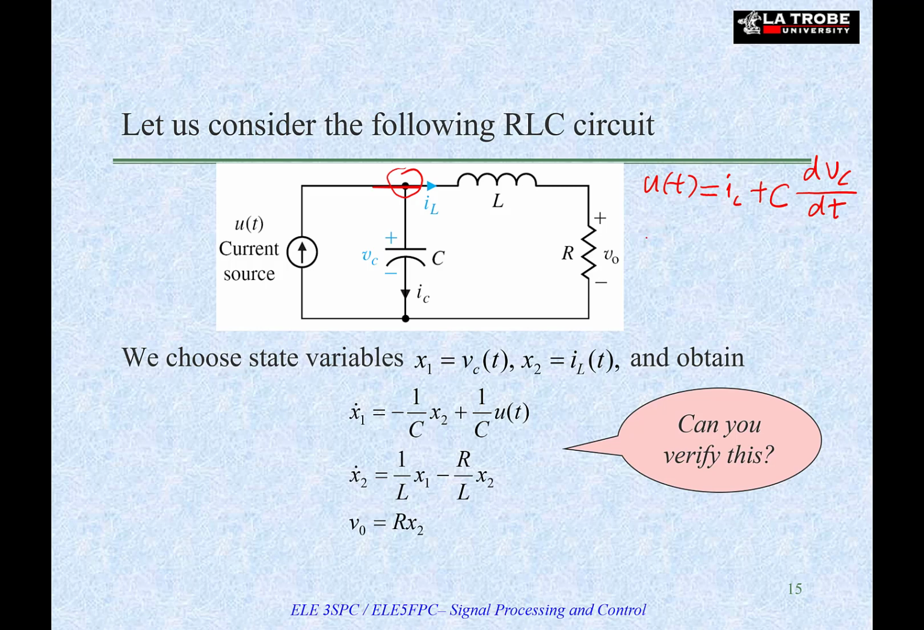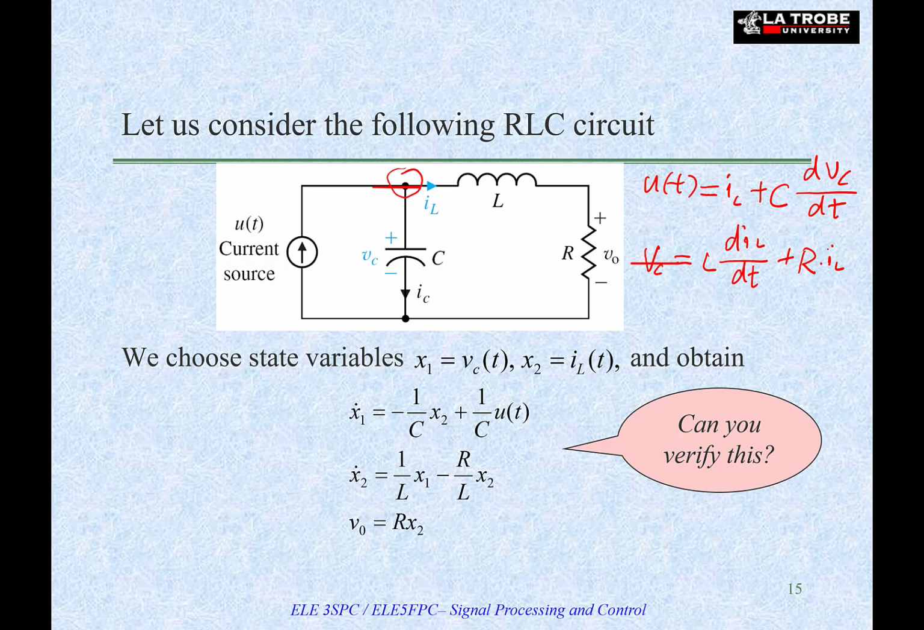We can also write another equation. vC is equal to L diL/dt plus R multiplied by iL. This is Ohm's law. Once we've written these 2 equations, we can rewrite them into the required format.